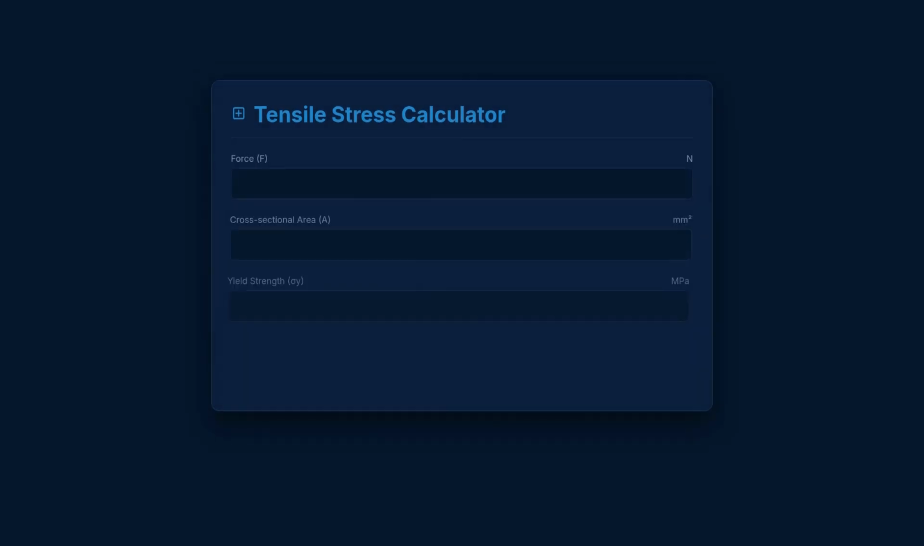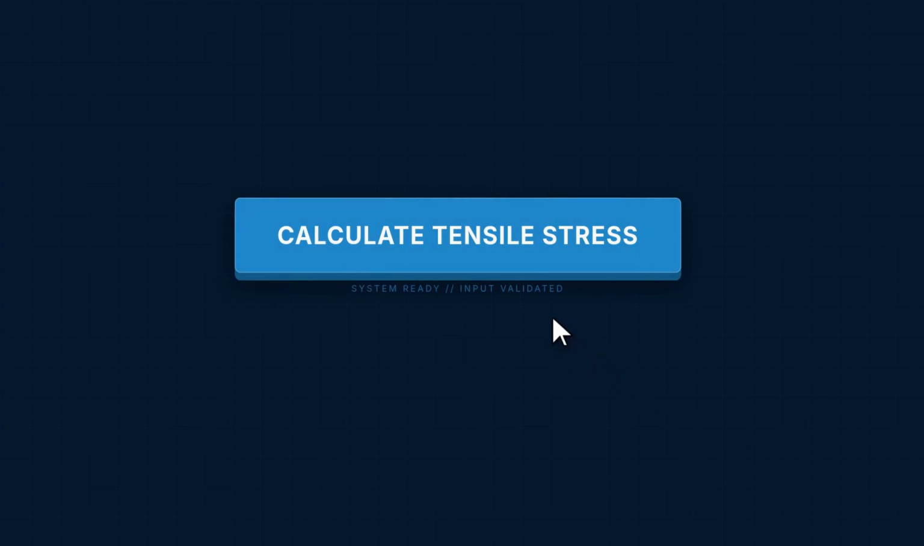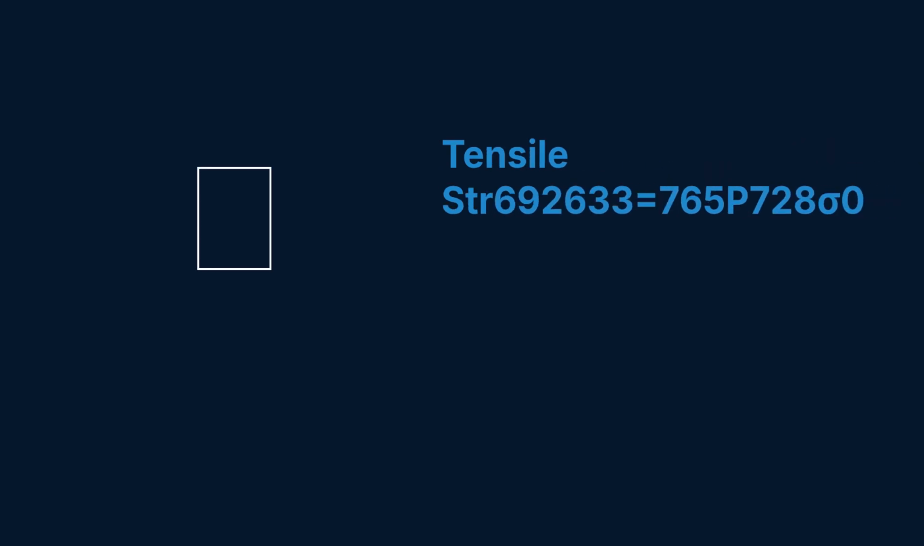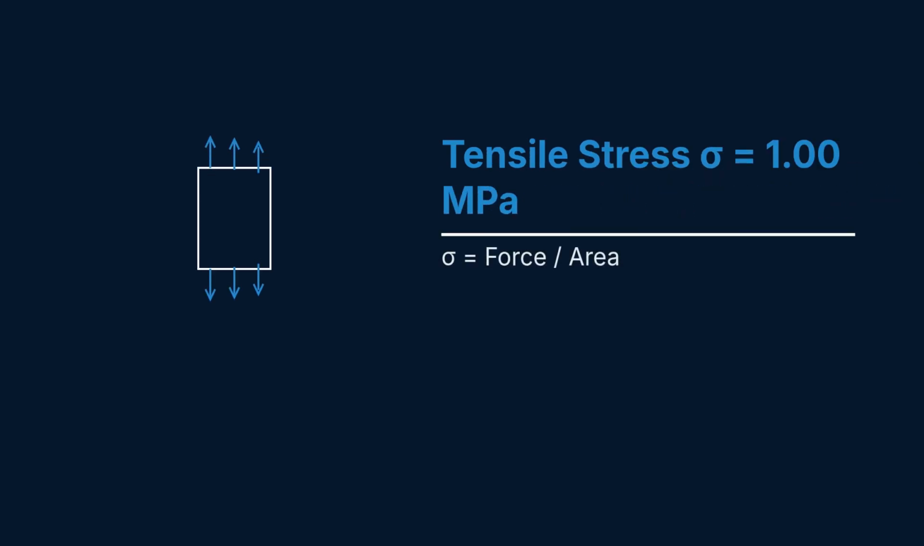For this demonstration, I'll enter 10 for force F, 10 for cross-sectional area, A, and 10 for the optional yield strength field. After clicking Calculate Tensile Stress, here are our results. The tensile stress, S, equals 1.0 MPa. This represents the internal stress within the material, calculated by dividing force by area.